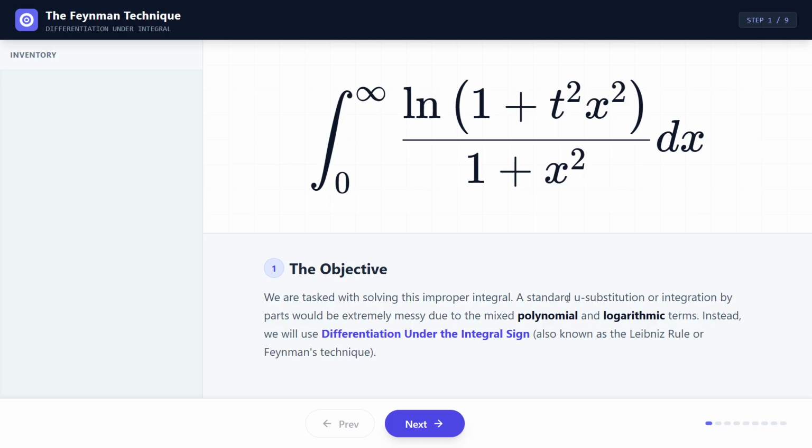So today we're going to be developing a closed form expression for this integral right here. U substitution and integration by parts are not going to be of much use in this problem. So instead we're going to use Feynman integration or differentiation under the integral sign.